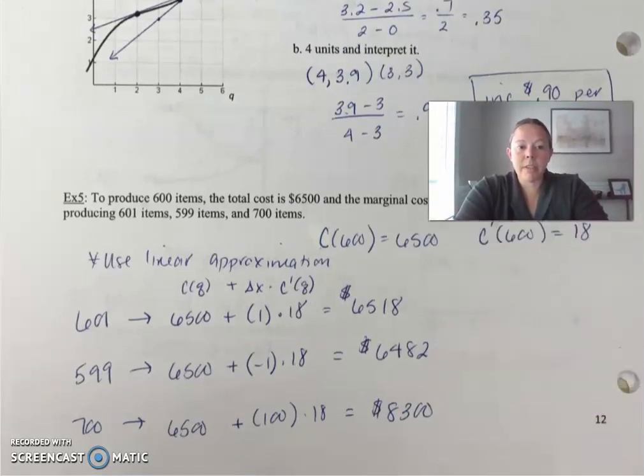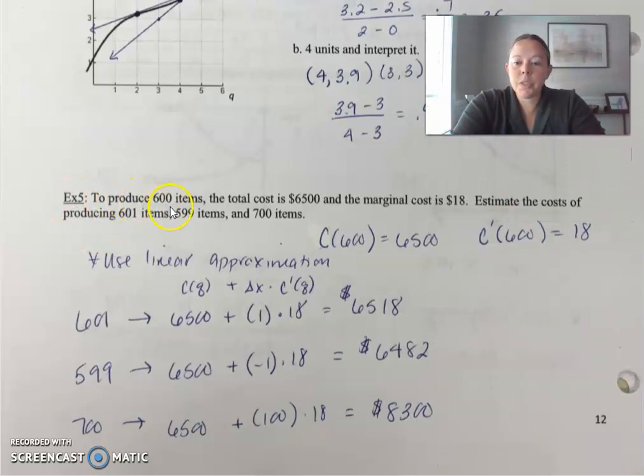Okay, and then I'm going to move my face up here. So to produce 600 items, the total cost is $6,500 and the marginal cost is $18. Estimate the cost of producing 601, 599, and 700. Okay, this is back to that linear approximation problem, or the tangent line approximation, however you want to call it. So I wrote down the formula for you just to refresh your memory.